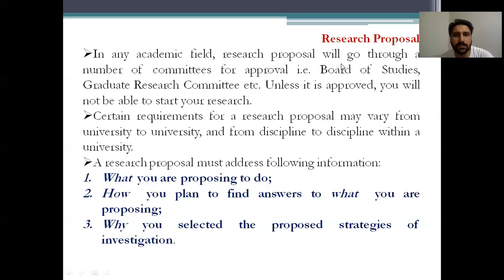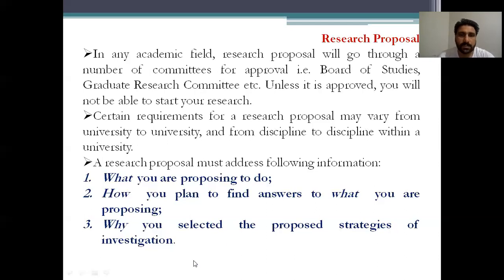And certain requirements for a research proposal may vary from university to university and from discipline to discipline within a university. Every university has its own requirements for the research proposal, and the style of this research proposal or the research synopsis might be different from one discipline to another within a university as well.